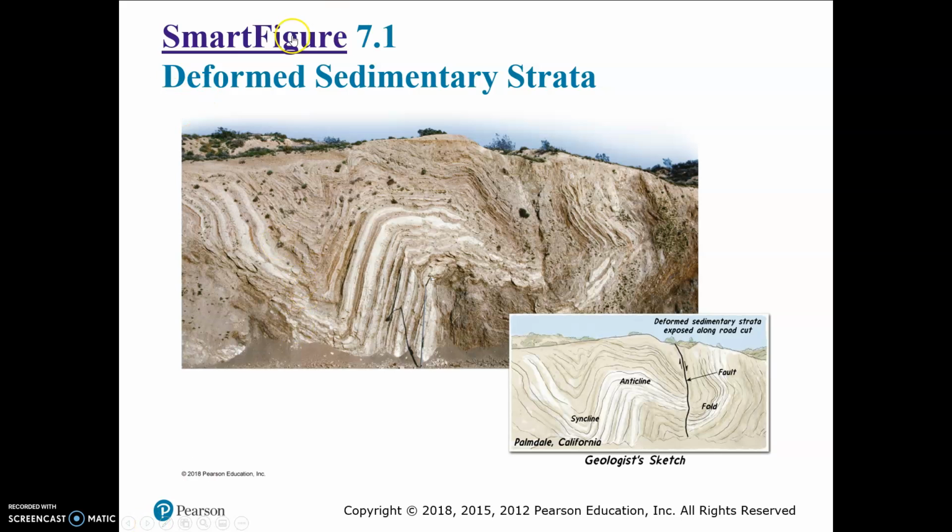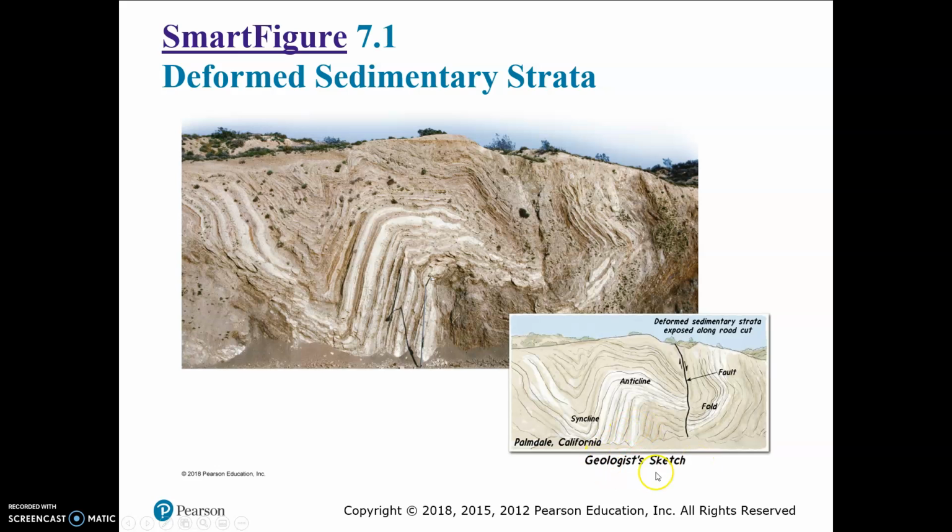So there's a smart figure associated with this, and we'll talk about this more in the lab. But what you see here is, instead of seeing these rock layers that are going to run parallel, you see these dips and these folds that are occurring. You also see a big break or crack here.